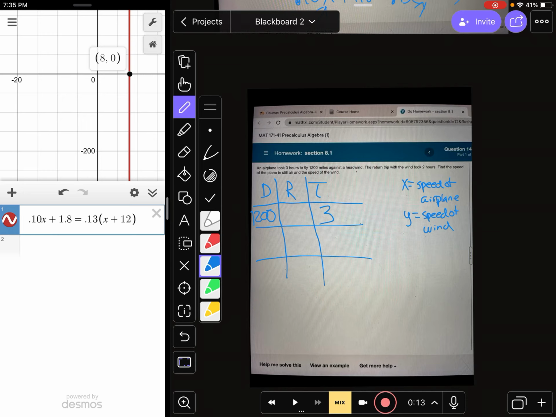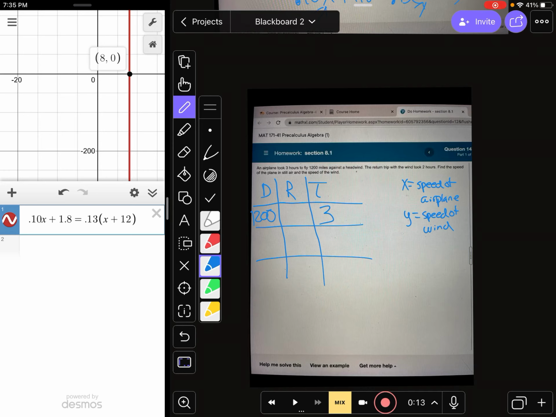My rate, let's think about the rate. He's going against a headwind. That means he's flying into the wind. Think about if you're running, let's say, 10 miles an hour, and you're running into a wind. That means you are running into the wind. It's pushing against you. It's slowing you down.